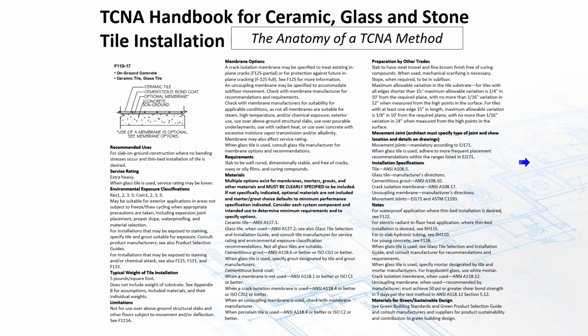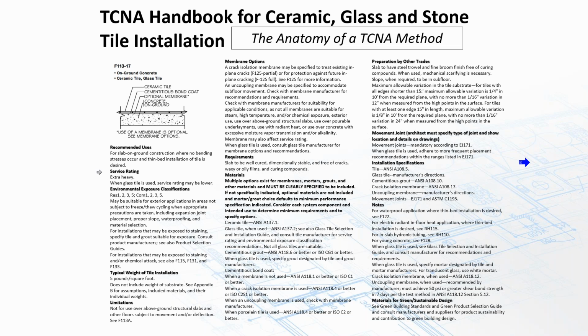This is what a typical handbook looks like. I'm just kind of breaking down a standard. You would have a CAD detail in the upper left-hand corner, in almost all cases. This is F113. This one was actually in 2017. Recommended uses. This is for slab on grade construction where no bending stresses occur and thin bed installation of tile is desired. So it's not for a slab above grade where you've got anticipated deflection or a lot of movement.